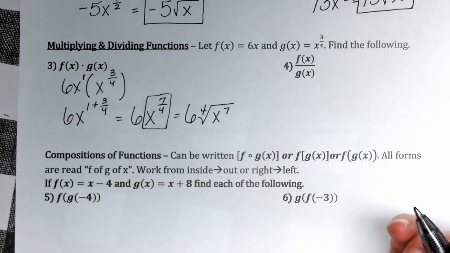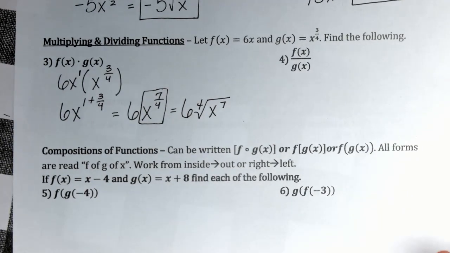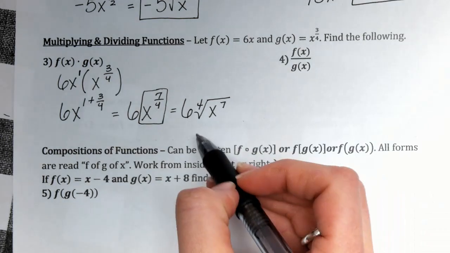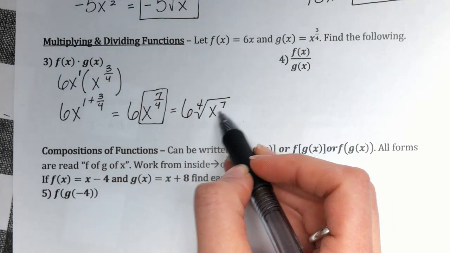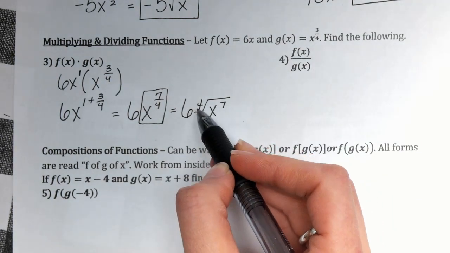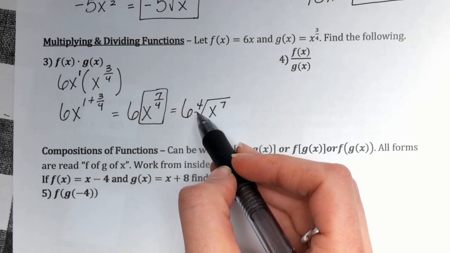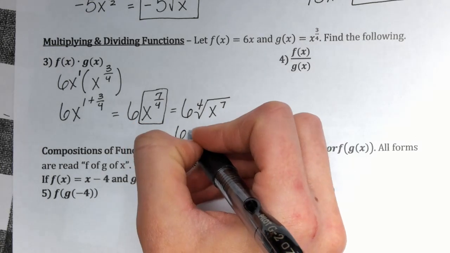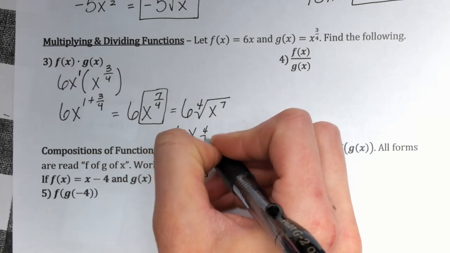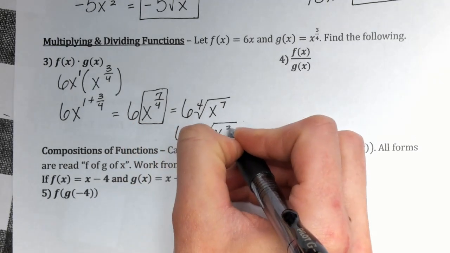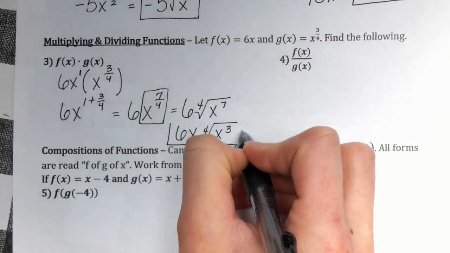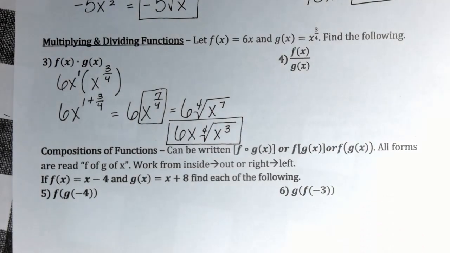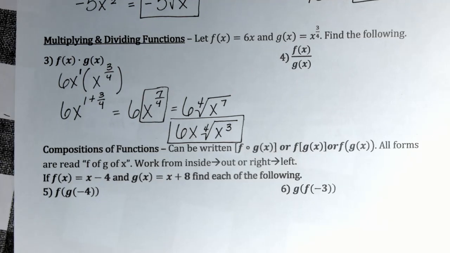Okay, do I box it and I'm done? I can simplify this. I have 7 x's and I really need groups of 4, right? So this becomes 6 what? Then the 4th root of x cubed. Always check to simplify.